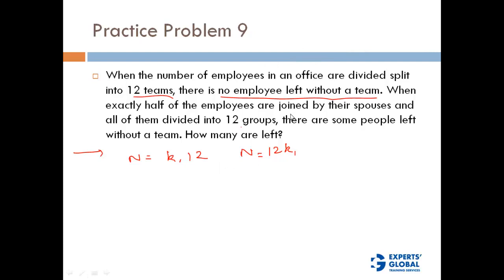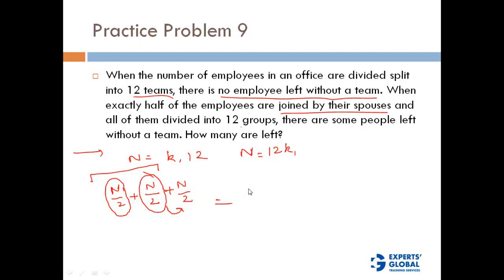When exactly half of the employees are joined by their spouses, that means n will have to be an even number, right? And so n by 2 people are joined by their spouses. So one spouse individually, so that means there are another n by 2 people added to the group. These are the half who are not joining their spouses. These are the ones who are joining their spouses. This was the original team, and right now the spouses have been added, so n by 2 gets added. So we are basically talking about now 3n by 2 people, correct? When these 3n by 2 people are divided into 12 groups, there are some people left without a team.